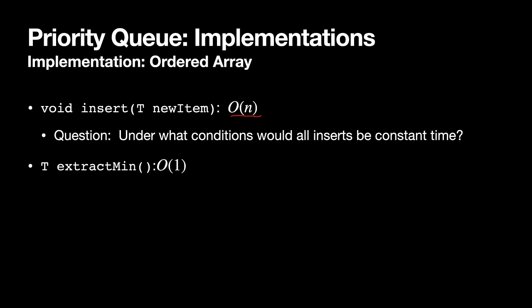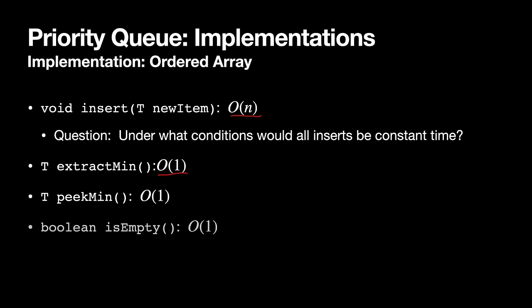Okay, let's review the extract. Extracting something is always taking something from the end of our array, the last position that was filled in, so we could do that in constant time. We need to somehow keep track of where that last position is. Peek min is, of course, just looking at that last item but not actually removing it, so it can also be done in constant time. And is empty is also able to be done in constant time.